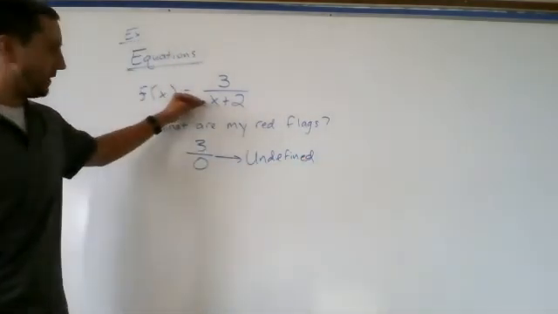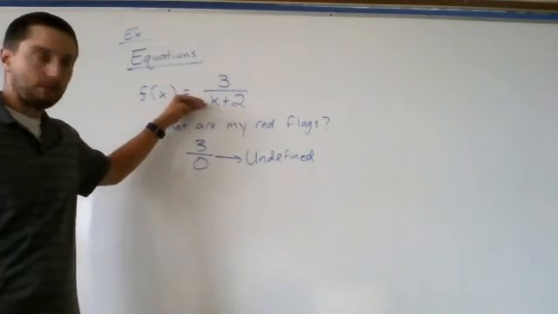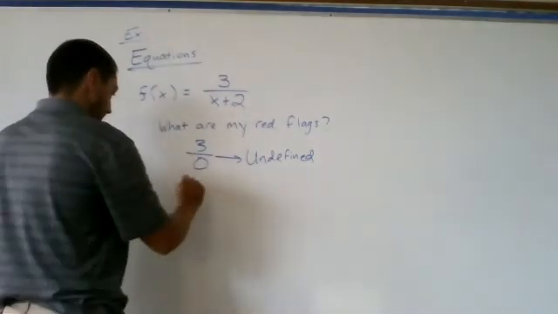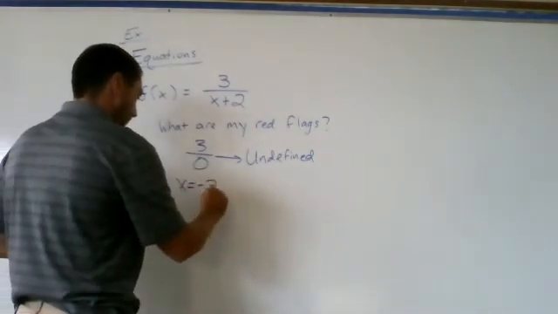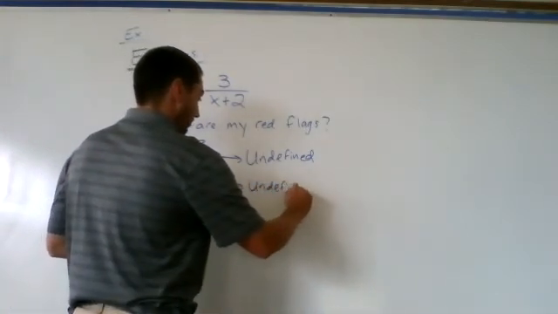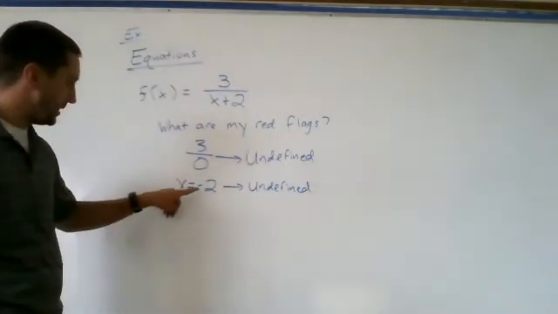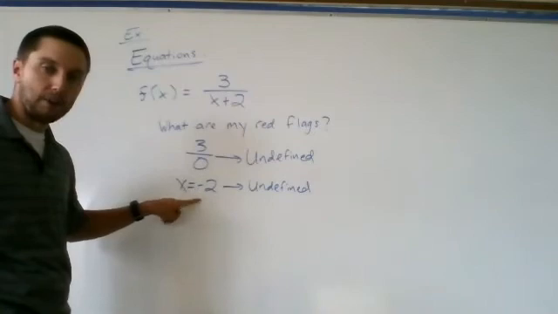So what x value would make this have a bottom that's equal to 0? Well, that would be -2. So x equals -2 produces an undefined value. So what does that mean about -2? That means that -2 is not in my domain.